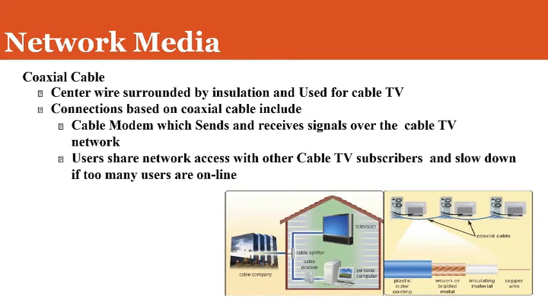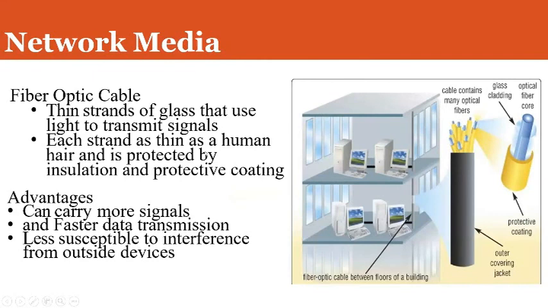Okay, then we have also a connection based on coaxial cable, including the cable modem, which sends and receives signals over the cable TV. Then users share network access with other cable TV subscribers and slow down if too many users are online. So ito yung coaxial natin. Ito, coaxial. Usually the color is black.